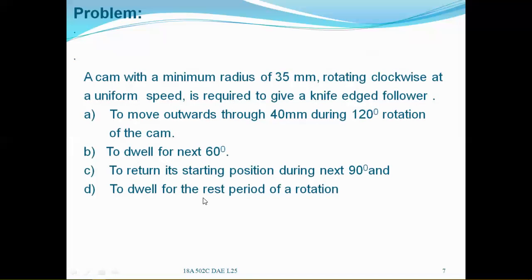And dwell for the rest of the period of cam rotation, right? So this is the problem that you have to solve. And here also one thing you must have: the axis of the follower passes through the cam center.